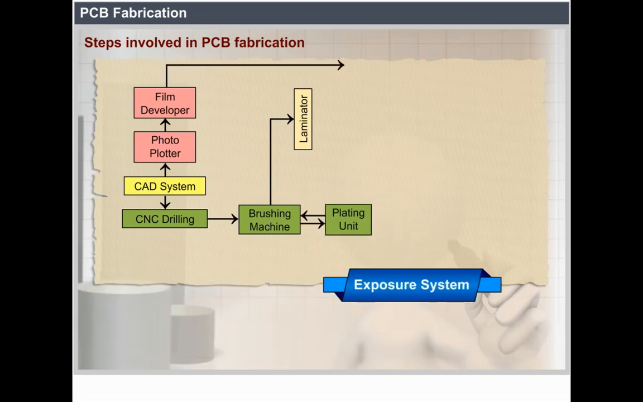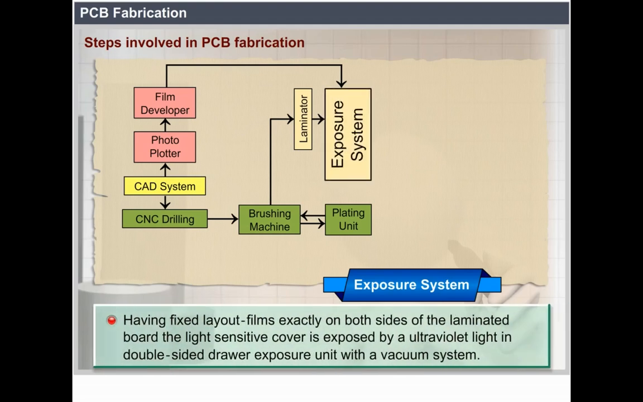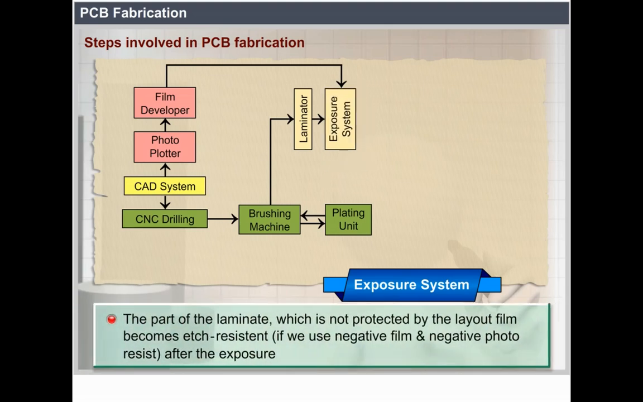Exposure system. After fixing layout films exactly on both sides of the laminated board, the light-sensitive cover is exposed by ultraviolet light in a double-sided drawer exposure unit with a vacuum system. After the exposure, that part of the laminate which is not protected by the layout film becomes etch resistant if we use negative film and negative photoresist.